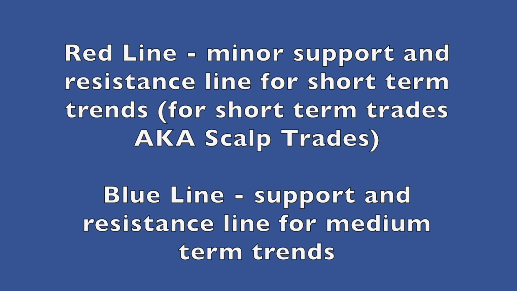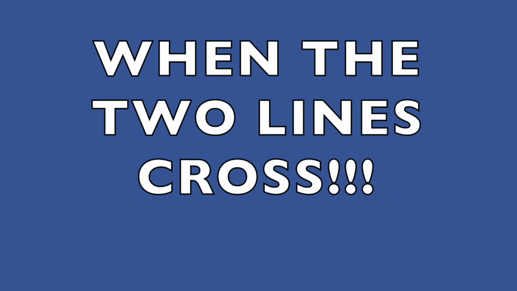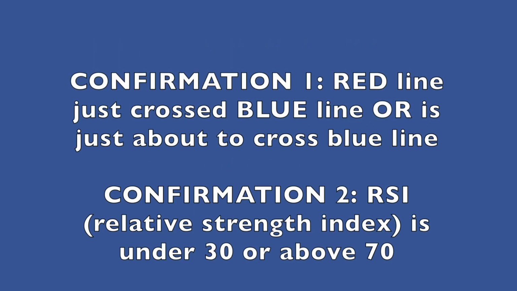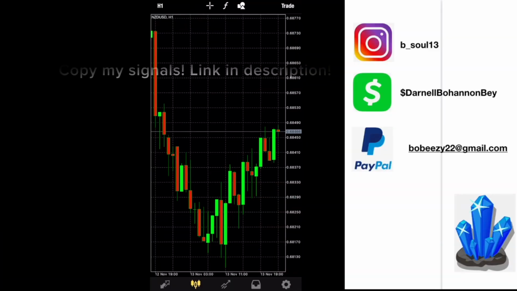So, main question though, when do I enter the trade? When the two lines cross. Red crosses blue. So the first confirmation, the main one: the red line is crossing over the blue line, just crossed or is about to cross, and the RSI is under 30 or above 70. The RSI is the relative strength index and just tells you how much it's been bought or sold. So once I have these, I'll enter my trade. Now, if it's at least near 30 or 70, that's still good enough.